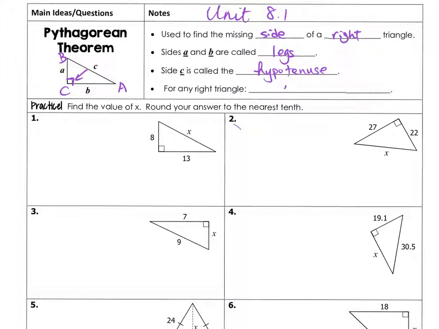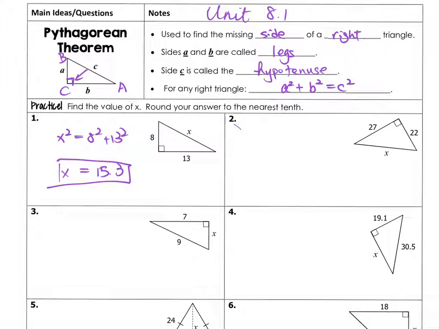And then the relationship is, if I take the sum of the squares of the legs, I should come up with the hypotenuse squared, right? Simple example. In example 1, the setup is x squared, which is my hypotenuse, is a squared plus b squared, and that should give me x equals 15.3.